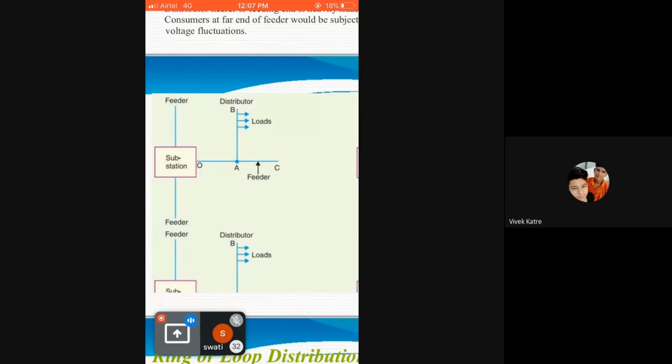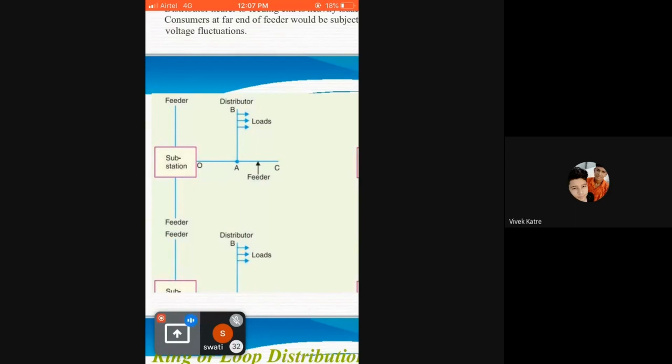What is a radial system? In this system, separate feeders radiate from a single substation and feed the distributors at one end only. Only one path is connected between each consumer and the substation. It means only one path connects the consumers to the substation. Electrical power flows along a single path.